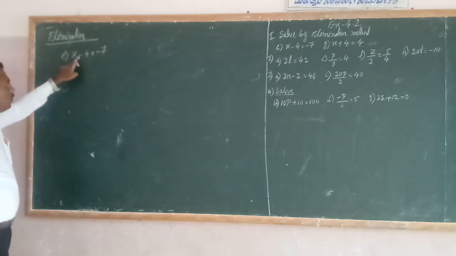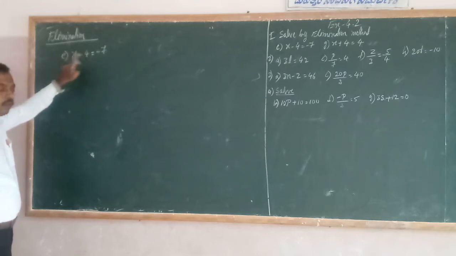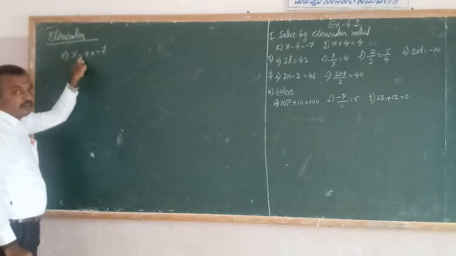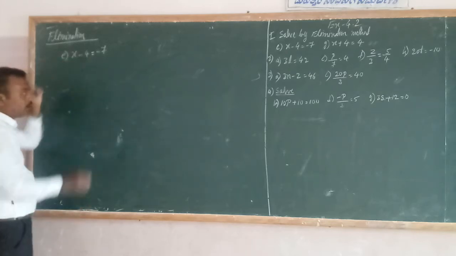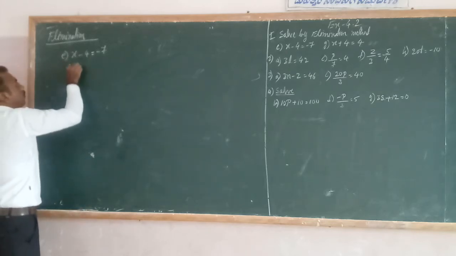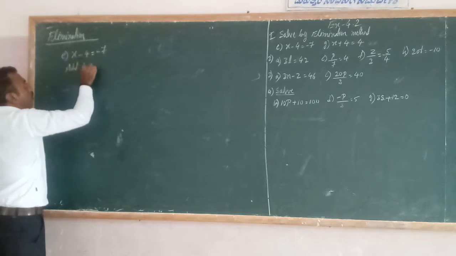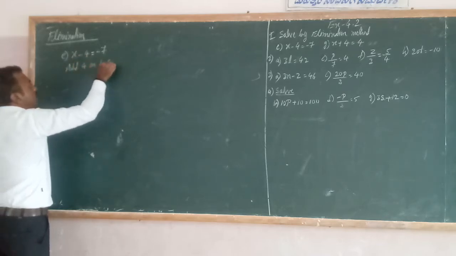See students, in the LHS the variable term and the constant term are there. So what is the constant term? 4. We have to remove the 4 first. In between, which sign is there? Minus sign is there. What do we have to do? Addition. Correct, simple. Add 4 on both sides.